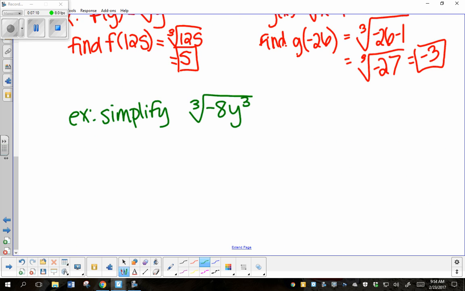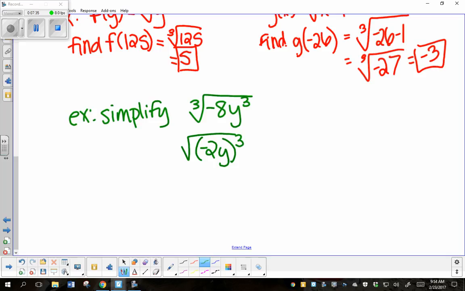Alright, so let's look at this one. We want to know, can we write this as something being cubed? What times itself 3 times is negative 8? Negative 2. And what times itself 3 times is y cubed? Y, right? We can write this as negative 2y all cubed.